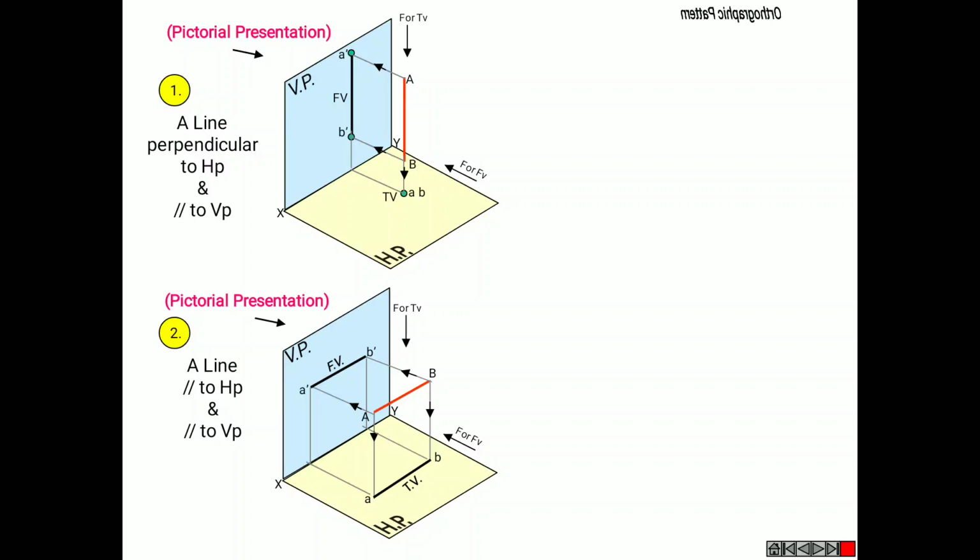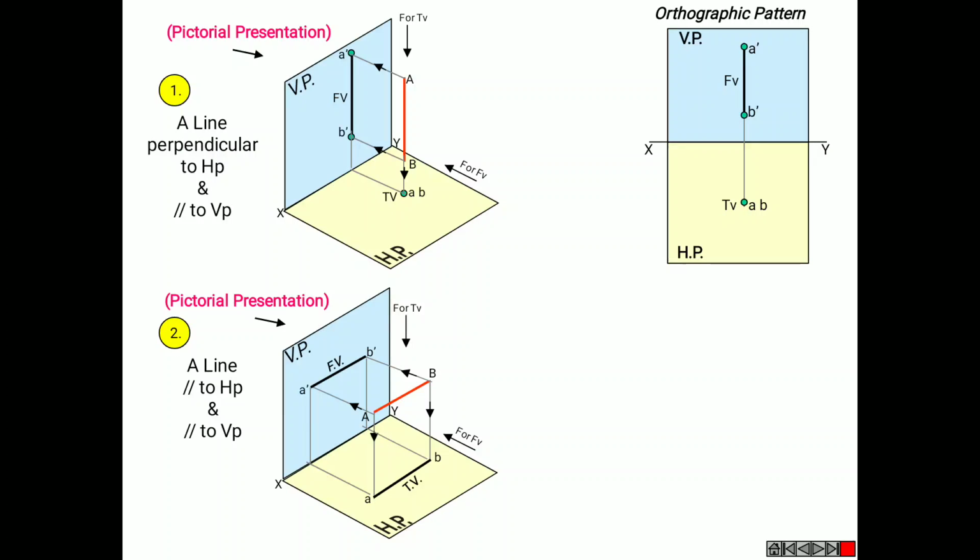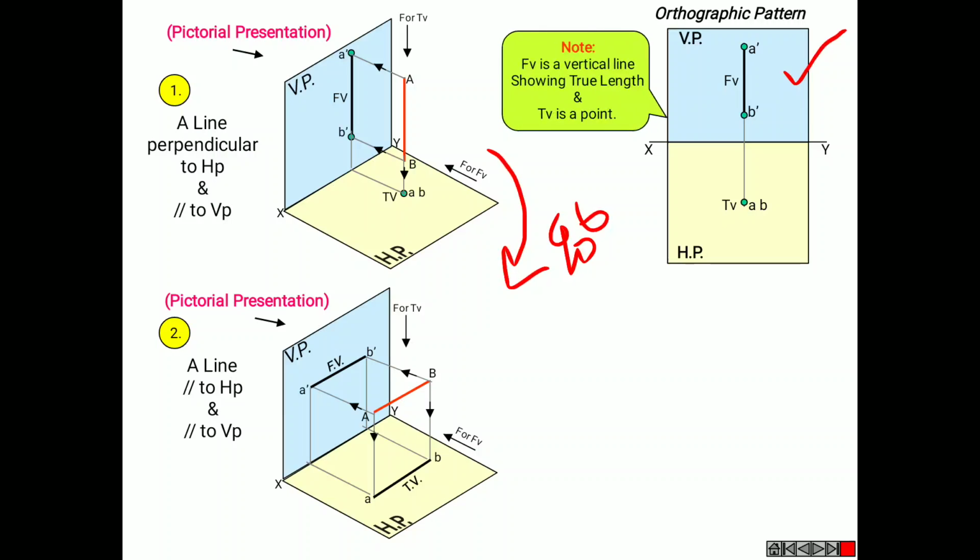We will see the orthographic patterns, nothing but separately the front view and top view. So this is your front view and top view, you can see. When this horizontal plane is turned in clockwise direction by 90 degrees, then it looks in this way. See the front view and the top view. Similarly, for the first diagram, you can see the front view is a vertical line showing true length and the top view is a point.